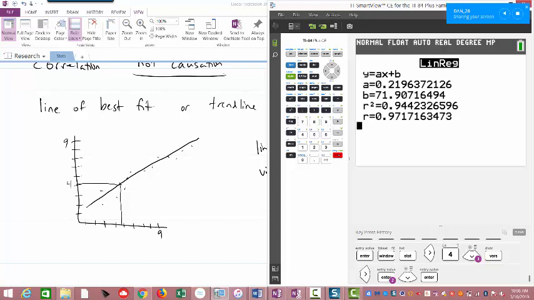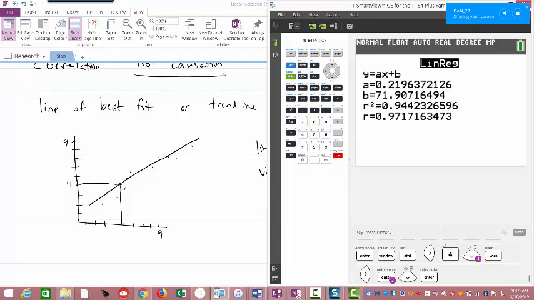So it gives you your slope, your y-intercept, and then it gives you r squared and r. If we had not turned diagnostics on, you would not have gotten that r value. And the r value is important. Look at this. Your r value is your Pearson correlation moment. Your r value is how tight your data fit the best fit line.